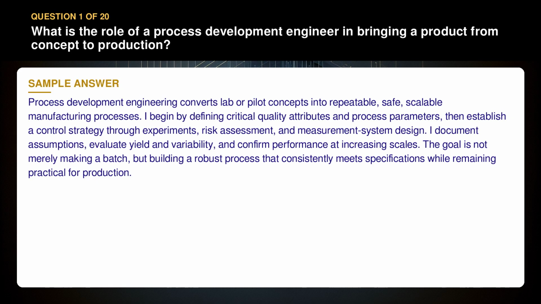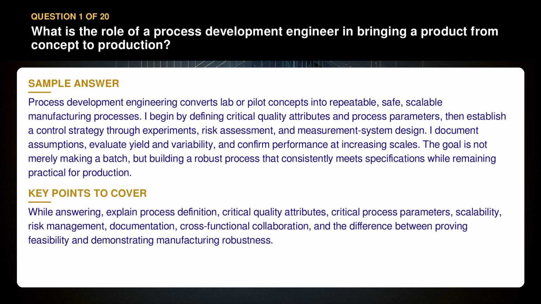The goal is not merely making a batch, but building a robust process that consistently meets specifications while remaining practical for production. While answering, explain process definition, critical quality attributes, critical process parameters, scalability, risk management, documentation, cross-functional collaboration, and the difference between proving feasibility and demonstrating manufacturing robustness.